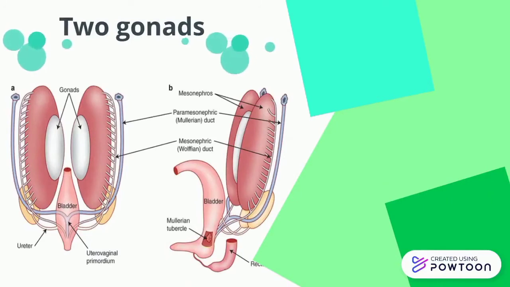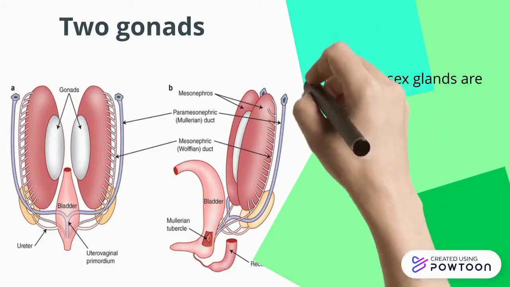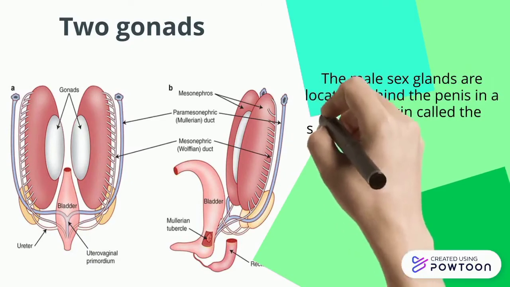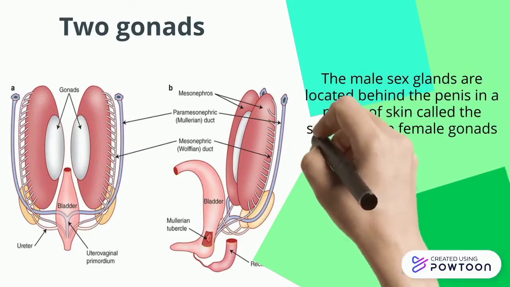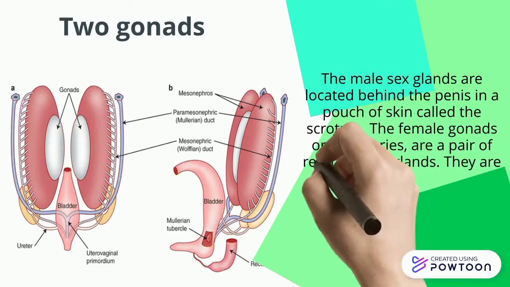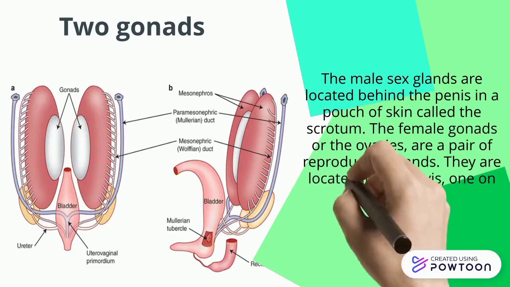8. Gonads, either a pair of ovaries in females or a pair of testicles in males. The male sex glands are located behind the penis in a pouch of skin called the scrotum. The female gonads or the ovaries are a pair of reproductive glands. They are located in the pelvis, one on each side of the uterus.